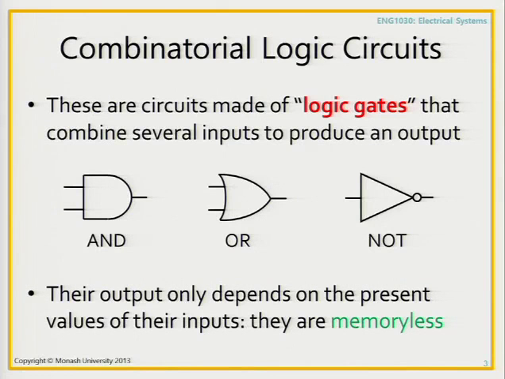Okay, so the good thing about these things is that they are memoryless, which means that the output only depends on what the current inputs are. So if the current inputs, for example, are 2 1s on this AND gate, the output would give you a 1. And as soon as this changes, well, the output changes as well.